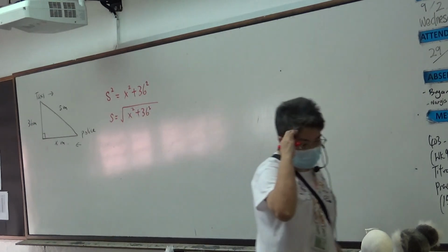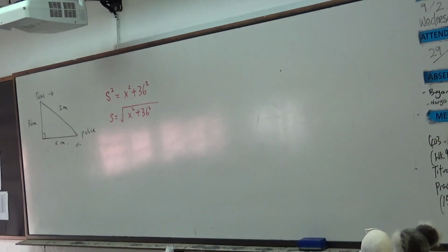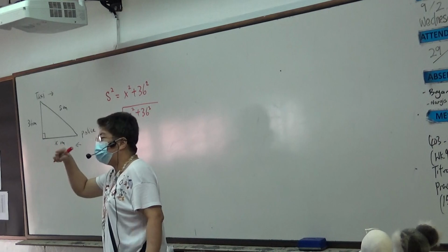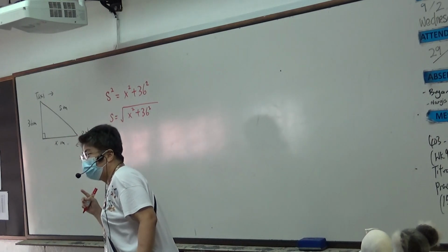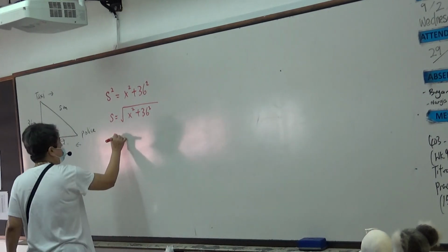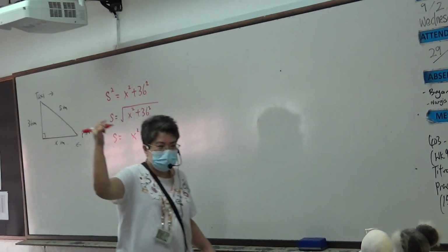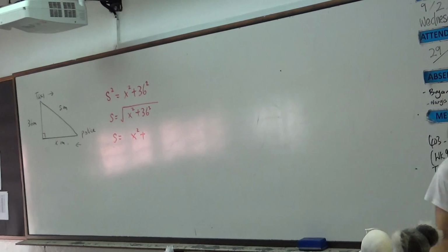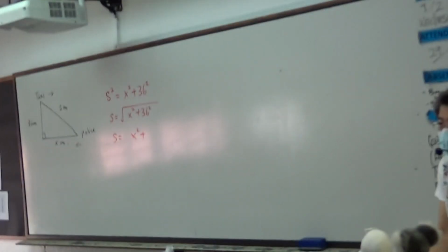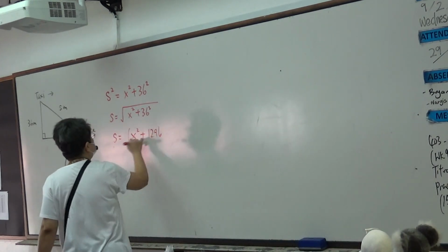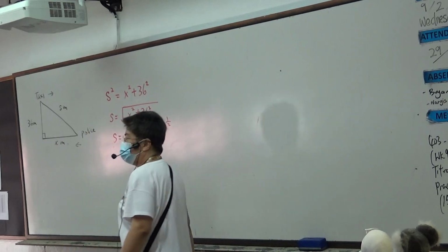Okay, if I'm putting it in this manner, that means what I'm trying to find is ds/dx. Agree? Now I'm going to write this up. What is 36 squared? You tell me first. 1296. Okay, 1296. Then power half, right?